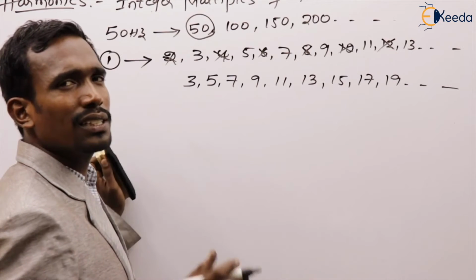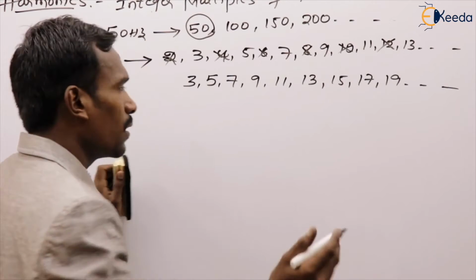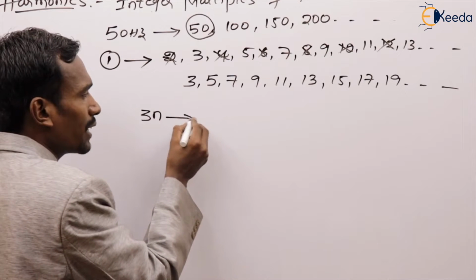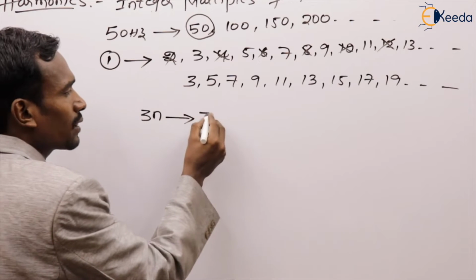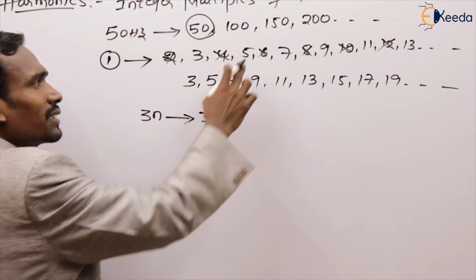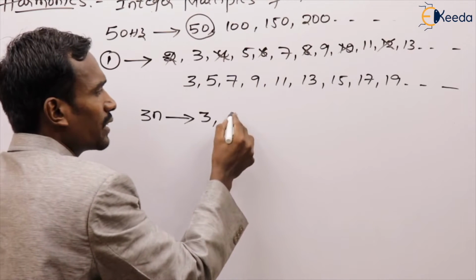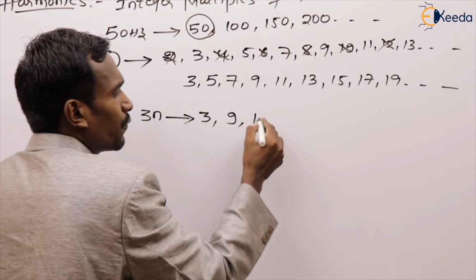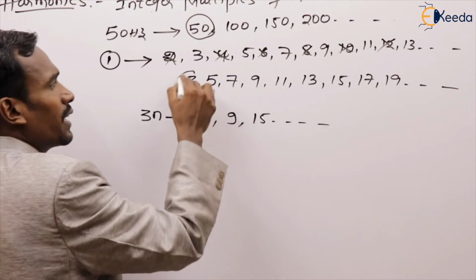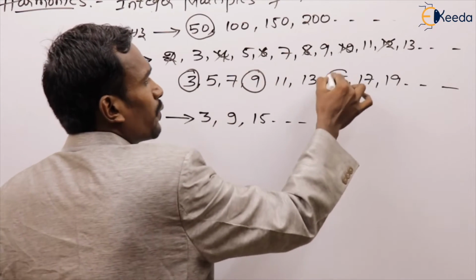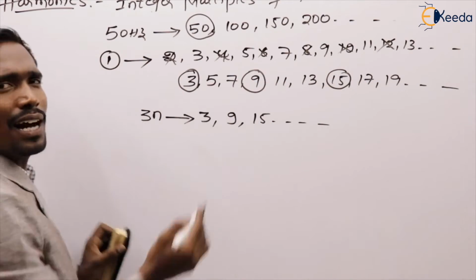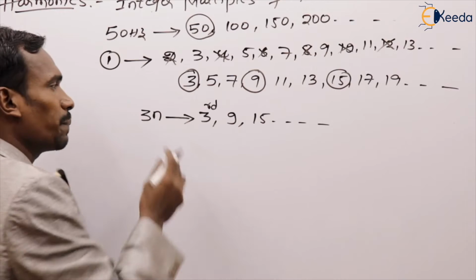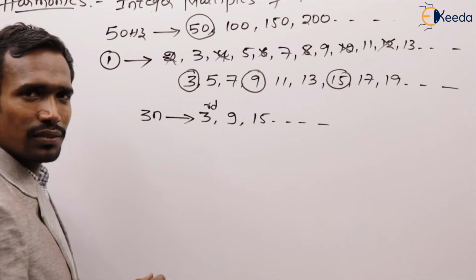These odd order harmonics are divided into 3 groups. One is triple N harmonics. Triple N harmonics are 3 into 1, 3; 3 into 2, 6, already eliminated; 3 into 3, 9; 3 into 4, 12, already eliminated; 3 into 5, 15 and so on. So 3, 9, 15 and so on. These are triple N harmonics, also called third group harmonics.